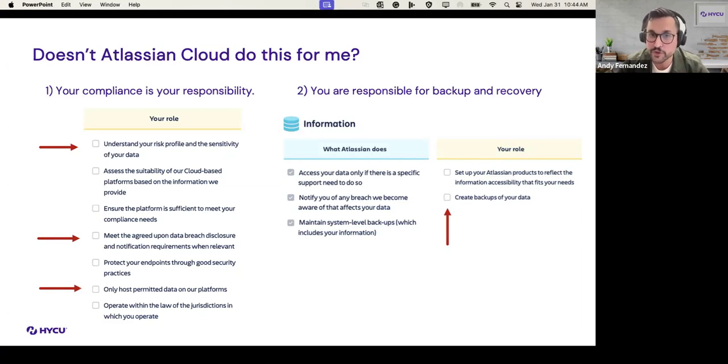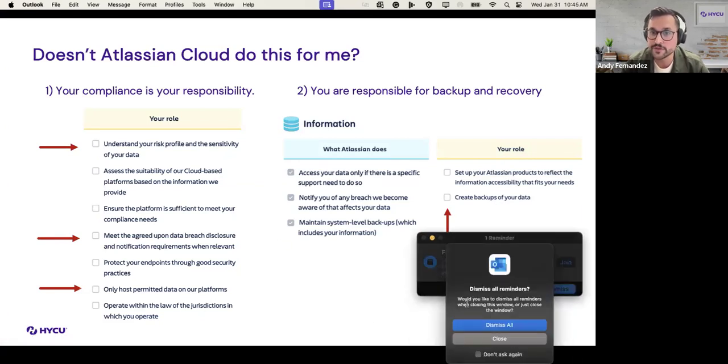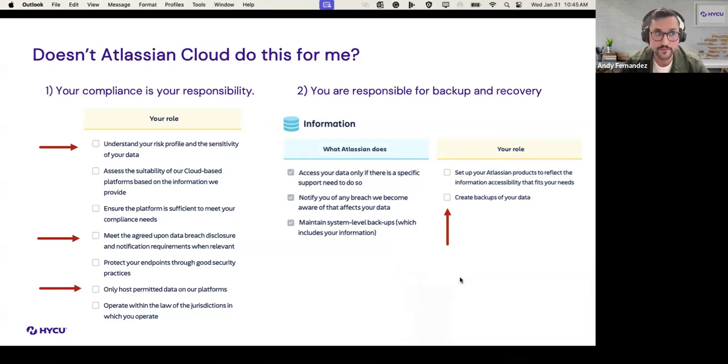That's why you have insurance on your car. It's the same principle. So Atlassian explicitly mentions that you have to create backups of your own data. That's why this is so important to understand in the context of backup and recovery.